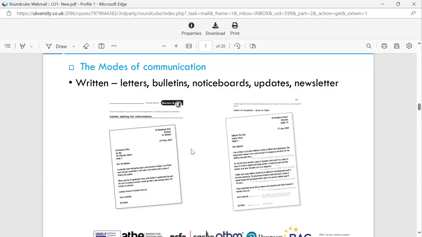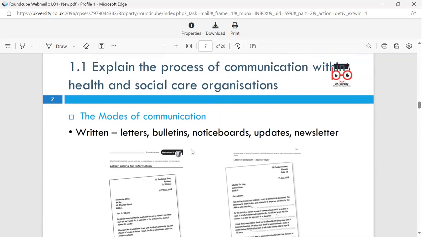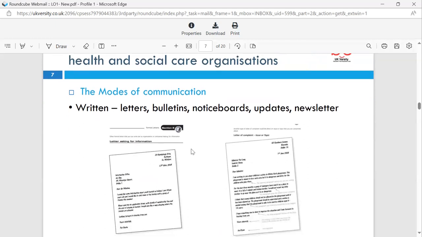You're back on, yeah. So we look at 1.1, which is the process of communication within health and social care, and the different modes of communication. So we have written communication, which I identified as a letter. Could be letters, bulletins, notice boards, updates, and newsletters. And there's two examples there. When we look at modes of communication, why are letters so important? Why do you think writing a letter to someone is so important?